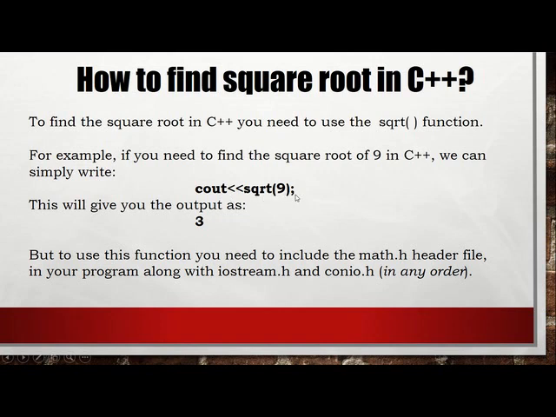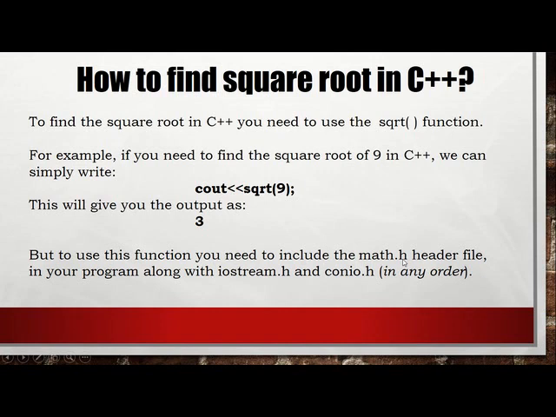Followed by the semicolon. That is usual. You have already learned that. This will give you the output as 3 because square root of 9 is 3, because 3 into 3 makes 9. I believe you can understand the meaning of square root. But to use this function, you need to include the math.h header file. So, in your program, along with iostream.h and conio.h, you have to also use math.h.